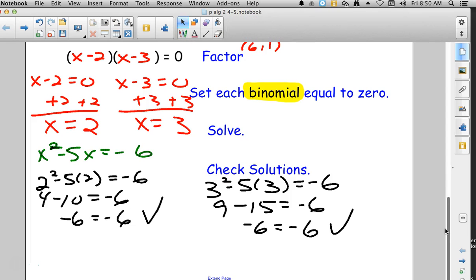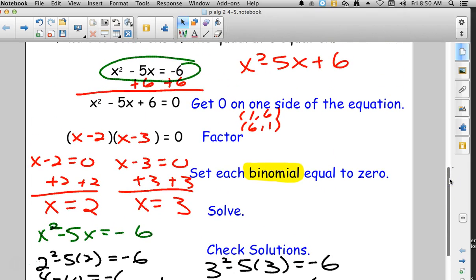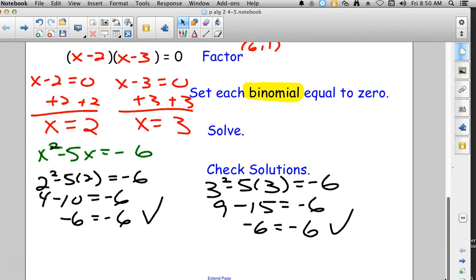Now, you might say to yourself, Cedarholm, I'd rather check them in here. You know, I'd much rather check them in here and make sure they get a 0. There's one teeny little chance that you might be wrong at that point, because you might have accidentally done the wrong thing to get this negative 6 over to the other side. So it's always safer to go all the way back up to the very beginning and plug them in and see if you got it right.